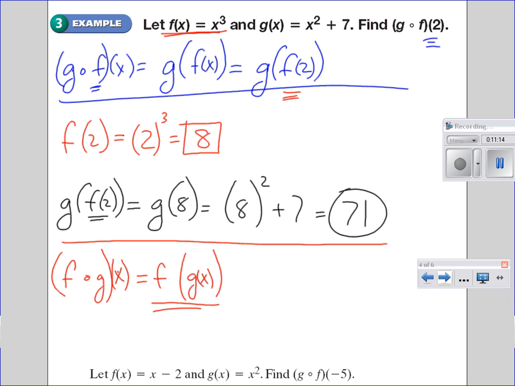And at the end of the day here, what we've done is you can add, subtract, multiply, divide two functions, and then you can compose two functions. In other words, you can lay one function inside of another.